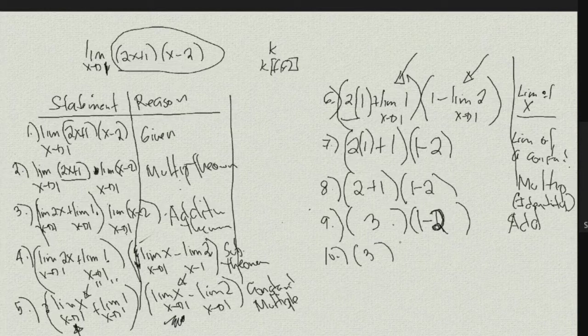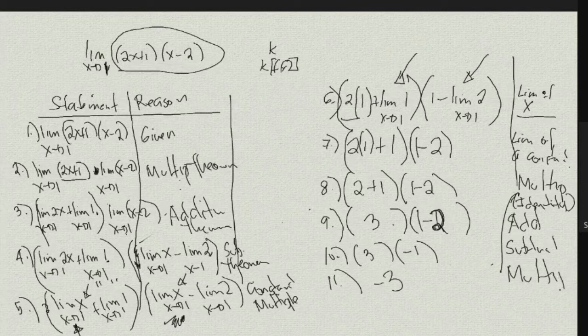3 times negative 1. So, anong reason? Subtraction. Action. Sa wakas. Multiplication na! 3 times negative 1 is? Negative 3. And the reason is multiplication. Yan, 1 at a time. Ang final answer natin dyan is negative.